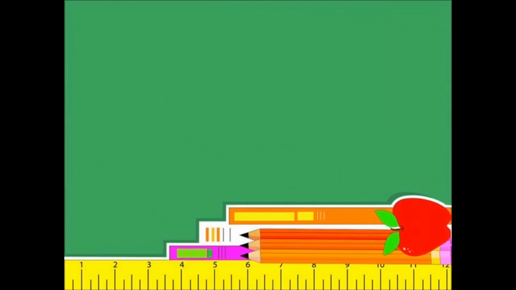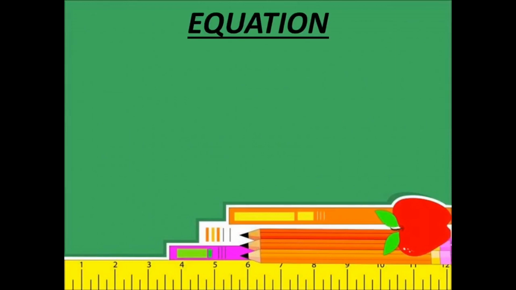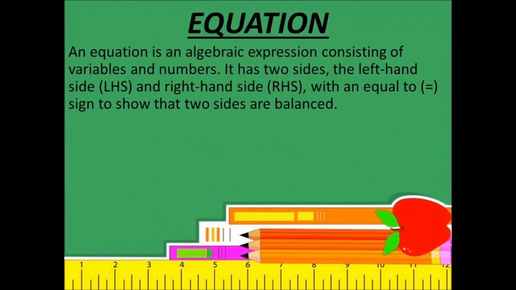Next topic is equation, and it says that an equation is an algebraic expression consisting of variables and numbers. It has two sides, the left hand side LHS and right hand side RHS, with an equal to sign to show that the two sides are balanced.